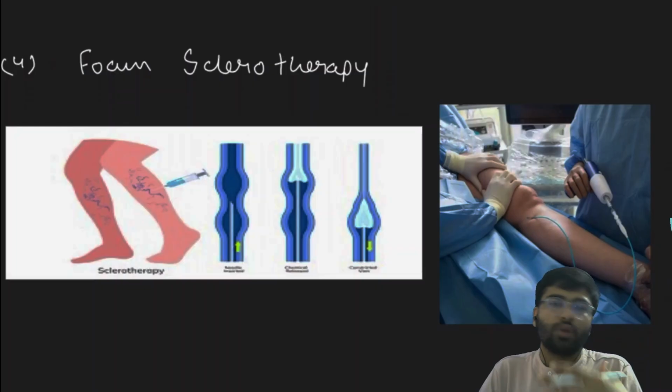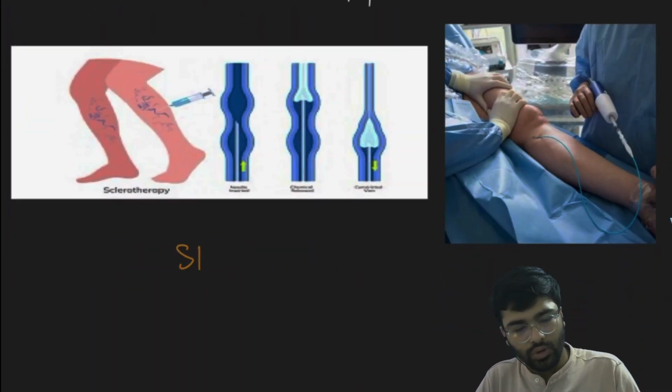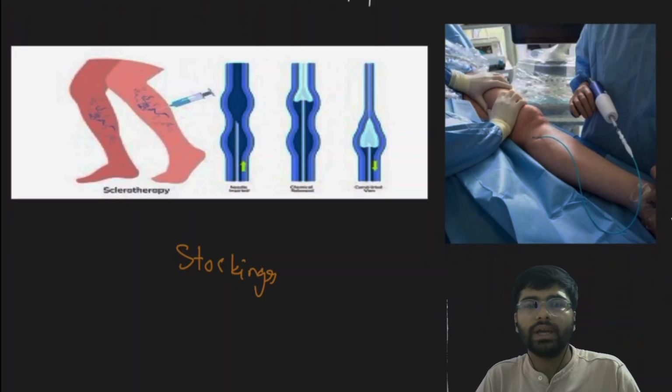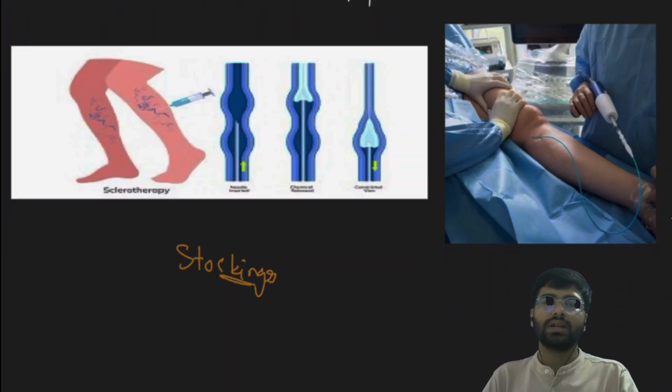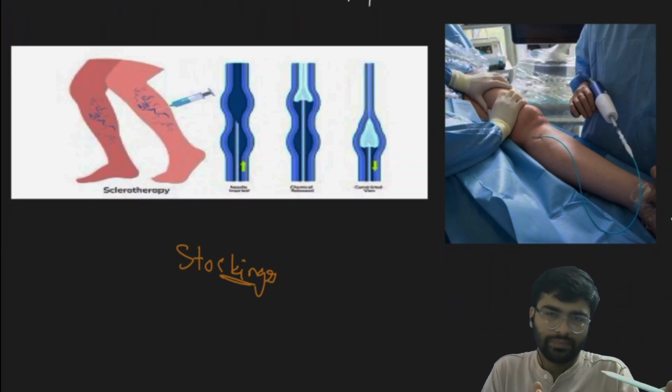There are also some prophylactic measures like you wear stockings. You can search on Google what stocking garments are. So these are the management. We have seen the cause, how varicose vein takes place, what the four different mechanisms are, what its treatment is, and how to diagnose as well.